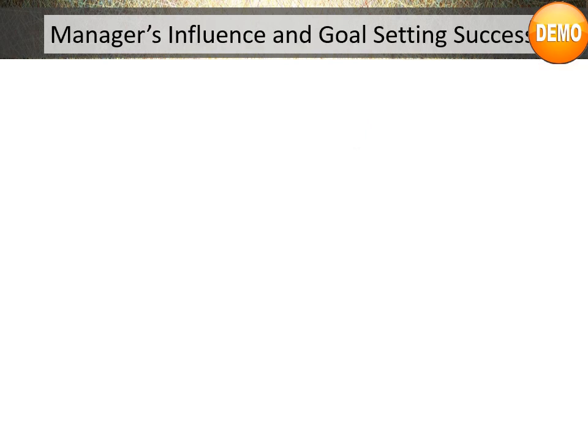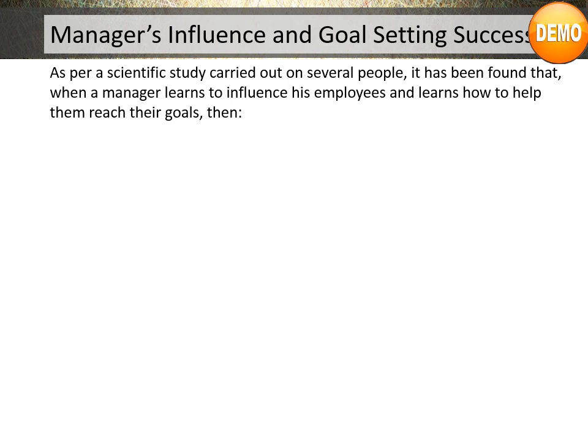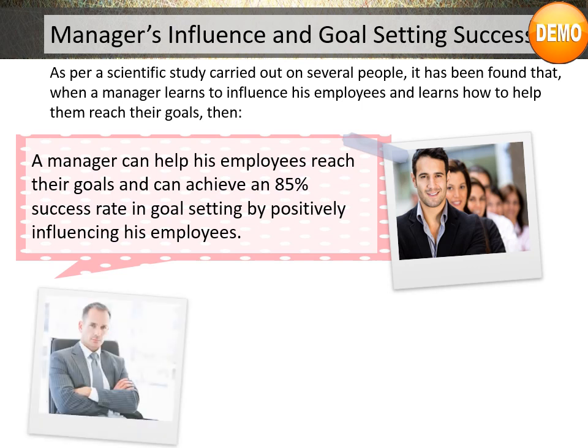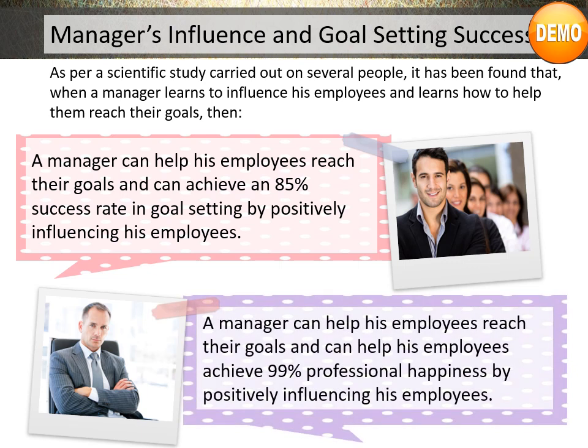Managers' influence and goal-setting success. As per a scientific study carried out on several people, it has been found that when a manager learns to influence his employees and learns how to help them reach their goals, then a manager can achieve an 85% success rate in goal setting by positively influencing his employees. A manager can also help his employees achieve 99% professional happiness by positively influencing his employees.